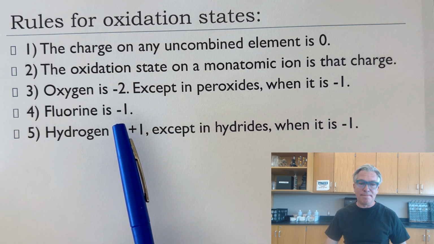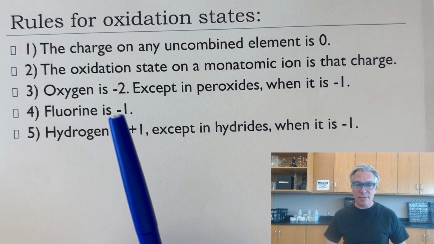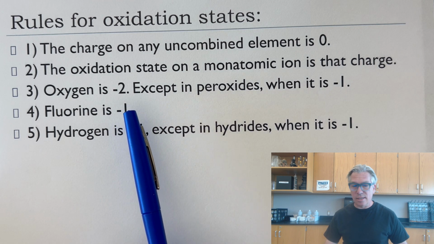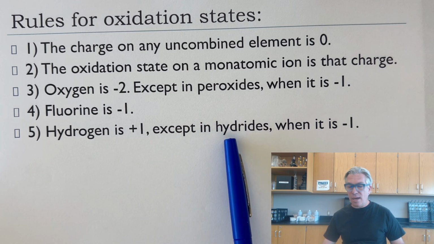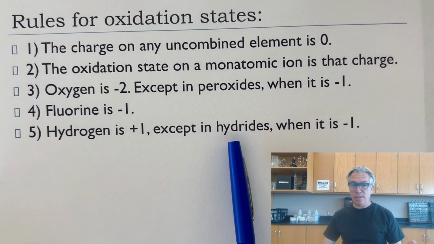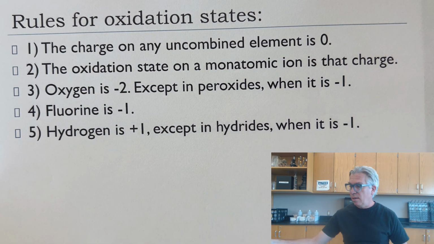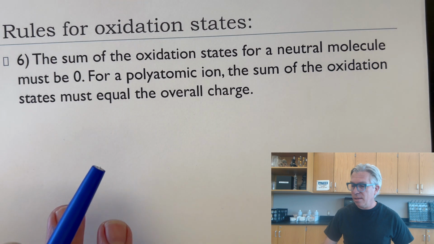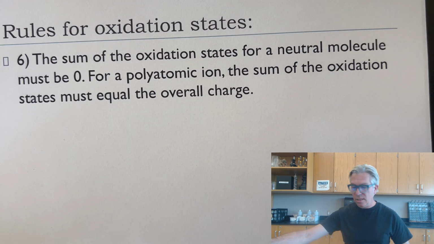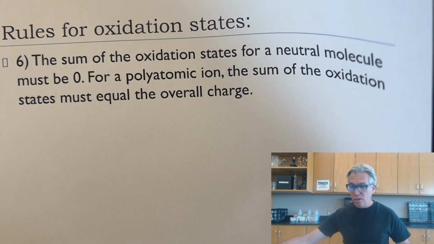Fluorine is -1. It's just got a rule. In a compound, it's -1. As an element, it's 0. Hydrogen is usually +1, except in a hydride. That's a metal-containing compound. If you put calcium and hydrogen together, hydrogen takes the -1, and so on. And the sum of the oxidation states for a compound must be 0, and if it's a polyatomic ion, the sum of the oxidation states must equal the overall charge.